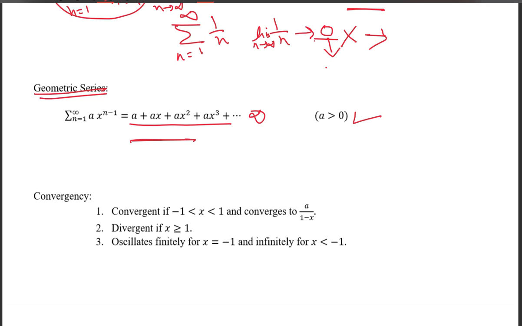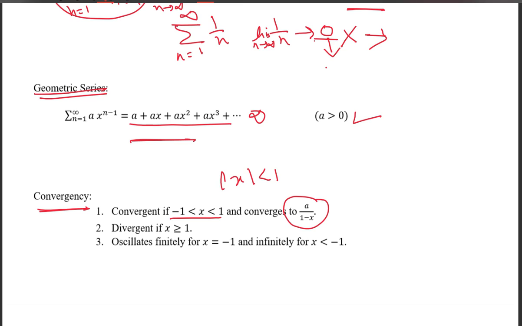So what is the convergence criteria for this series? This series will be convergent if -1 is less than x less than 1. If it is convergent, then it converges to the value a by 1 minus x. So the convergence criteria is only -1 less than x less than 1, that is, mod x less than 1. If x lies in between -1 to 1, then this series is convergent, and the value will be a by 1 minus x.